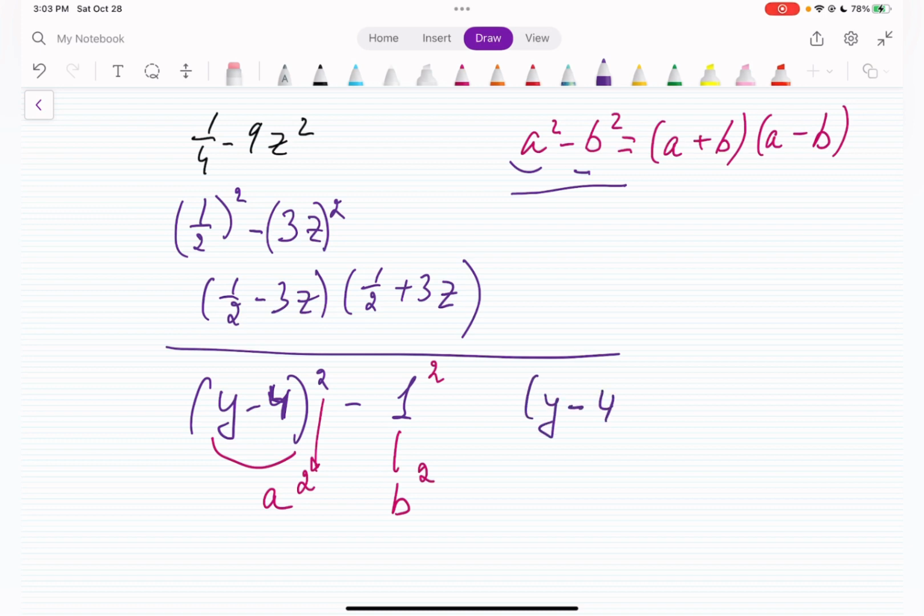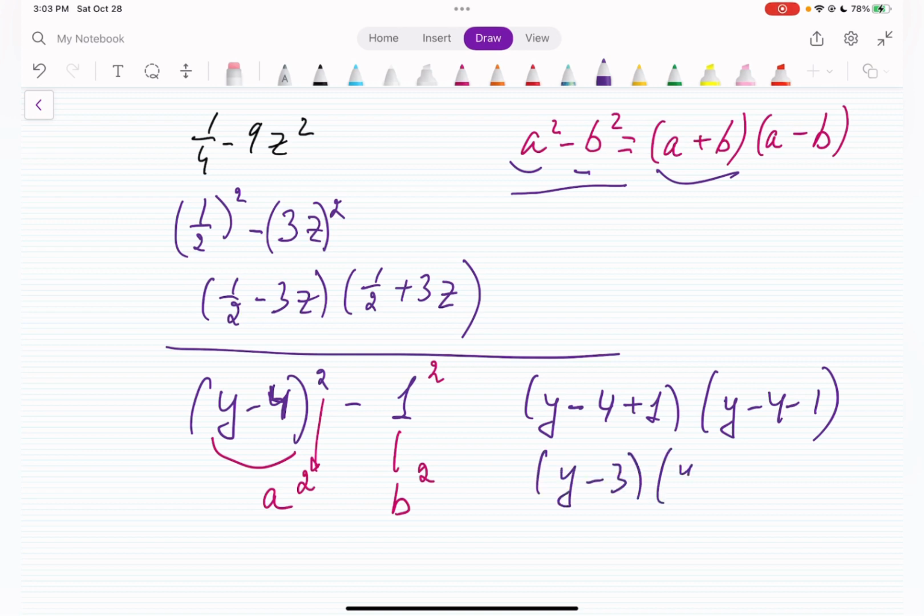y minus 4 plus 1. I'm doing this one first, a plus b. And then times y minus 4 minus 1. And I will get y minus 3, y minus 5.